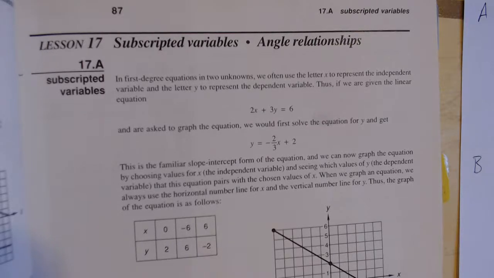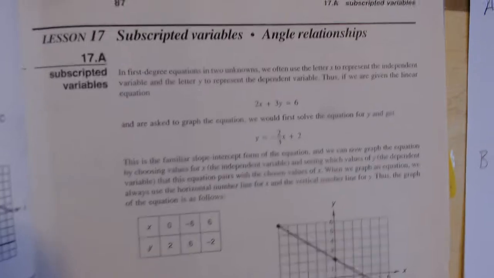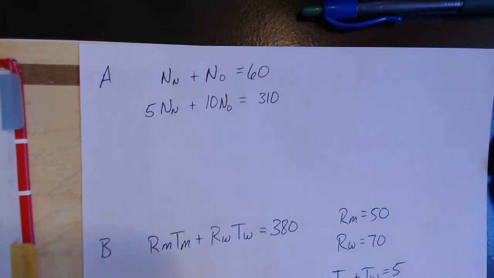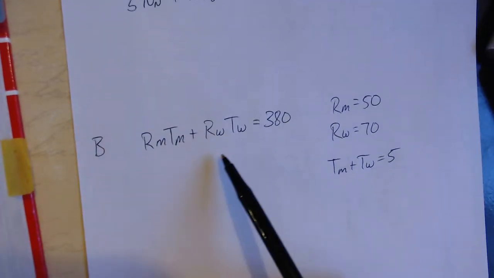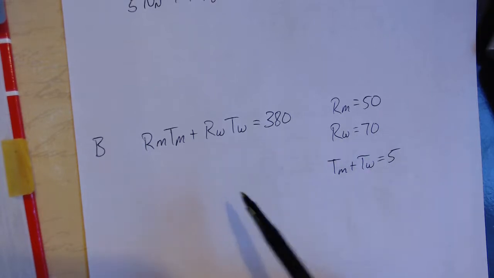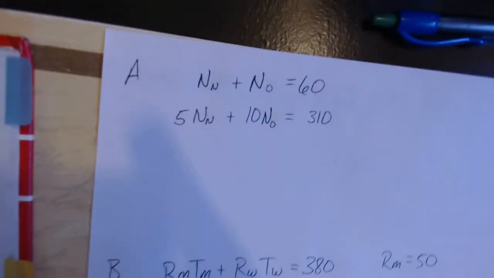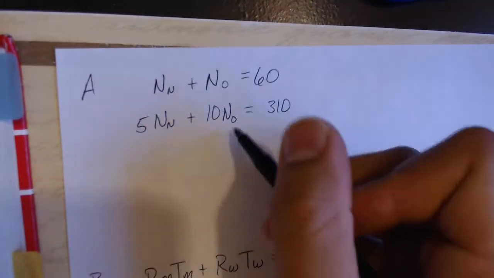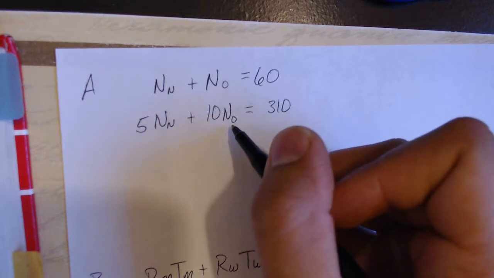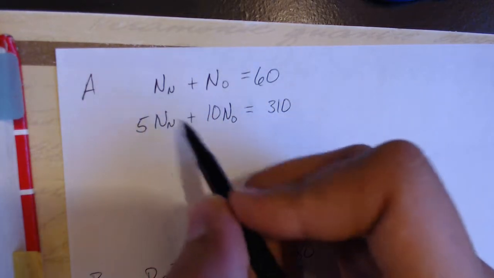Algebra 2, Lesson 17, Subscripted Variables and Angle Relationships. So beginning with subscripted variables, we're going to apply them into a substitution and elimination problem, and then what will later become a distance rate time problem. Not those yet, but will be later. Starting with the first one, I'm going to use elimination because that's a little bit faster. I'll eliminate n sub o, or number of o, instead of n sub n.